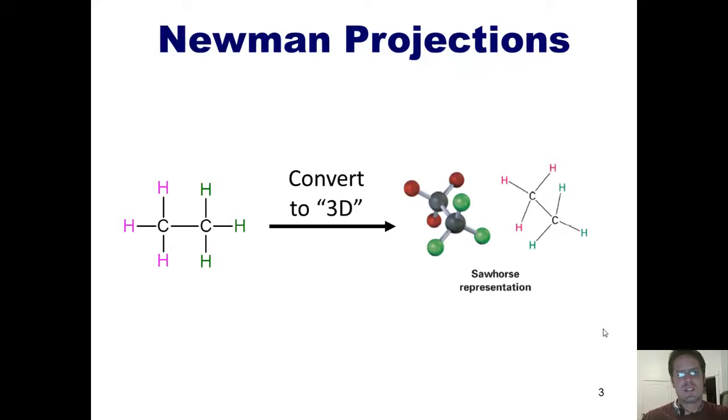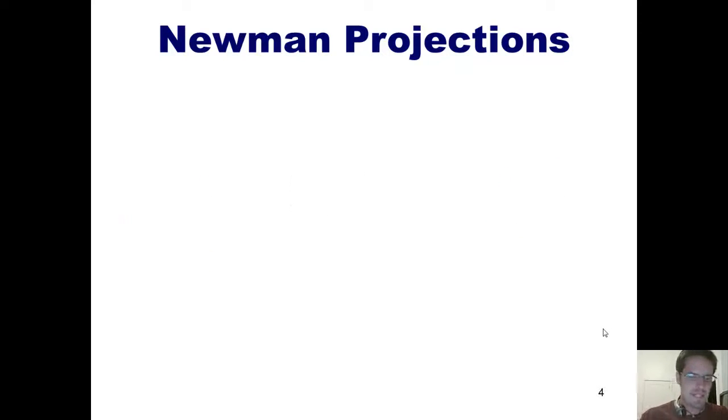Okay, I realize that these drawings to the right aren't truly three-dimensional. I mean, we're still staring at a two-dimensional PowerPoint slide. But at the very least, I think you can see how these drawings here to the right, called sawhorse representations, are attempts at conveying the shape of ethane in a semi-three-dimensional fashion. The sawhorse representations here are kind of boring because ethane, frankly, is kind of a boring-looking molecule. So let's spice it up a little bit.